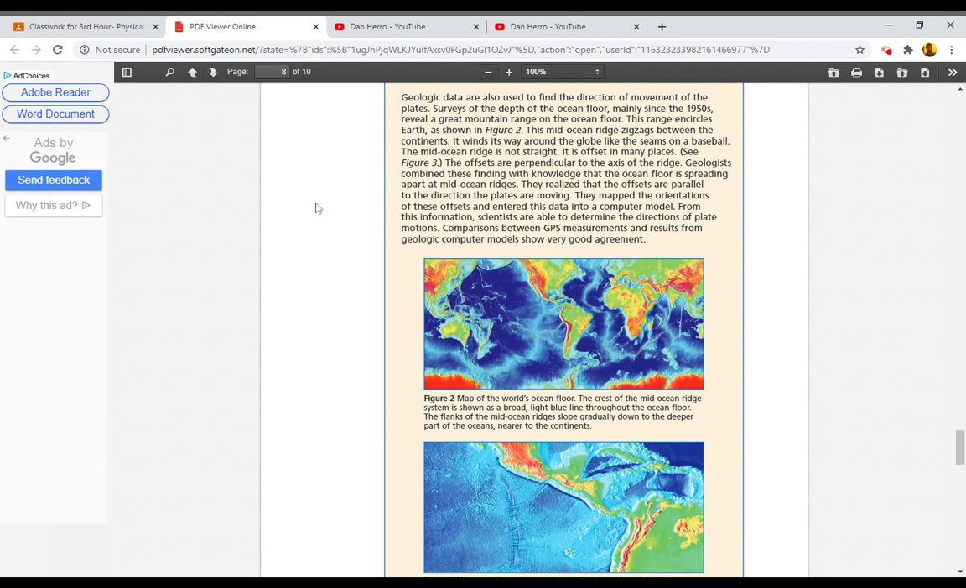The offsets are perpendicular to the axis of the ridge. Geologists combine these findings with knowledge that the ocean floor is spreading apart at mid-ocean ridges. They realize that the offsets are parallel to the direction the plates are moving. They mapped the orientations of these offsets and entered this data into a computer model. From this information, scientists are able to determine the directions of plate motions. Comparisons between GPS measurements and results from geologic computer models show very good agreement.